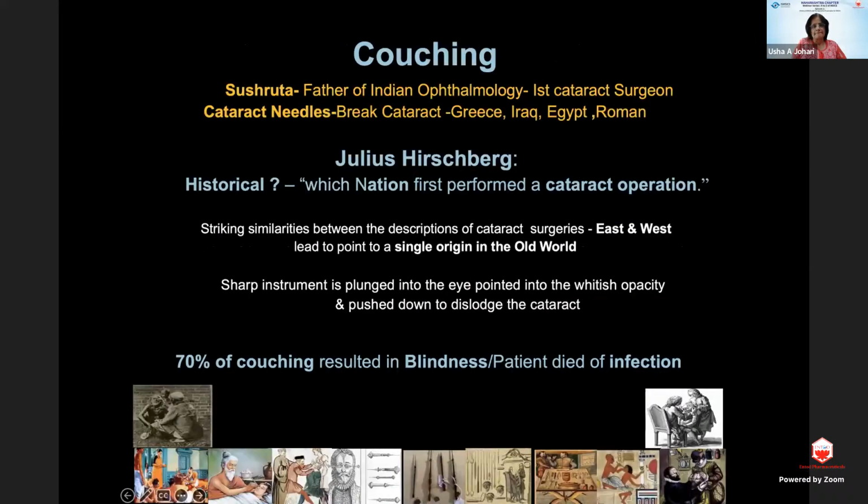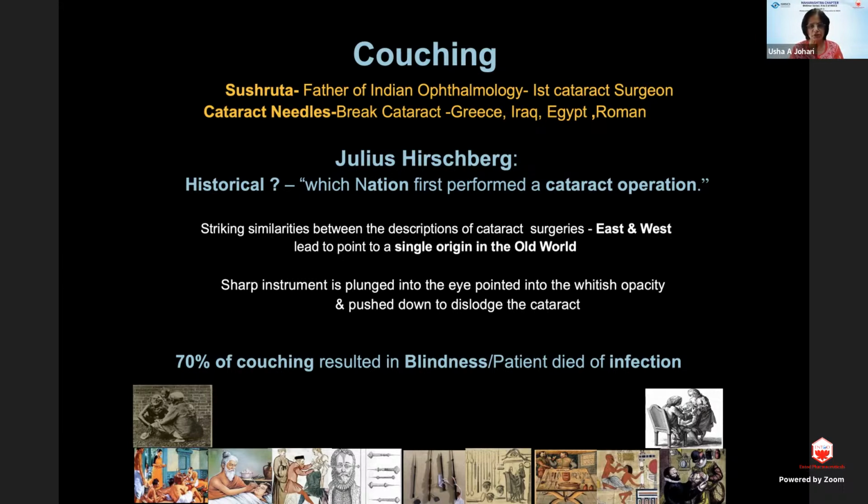We should be very proud that we had our father of Indian ophthalmology, Sushruta, who did the first cataract surgery. Greece, Iraq, Egypt, and Rome all had cataract needles, and they would break the cataract with these needles. Julius Hirschberg mentioned it is very confusing which nation first performed cataract surgery. It's still in the dark. But there have been striking similarities between the descriptions of cataract surgery in the East and the West, which led to a point of single origin in the old world.